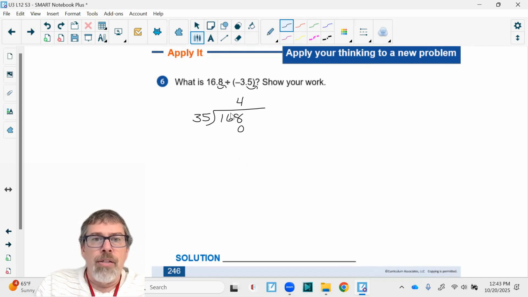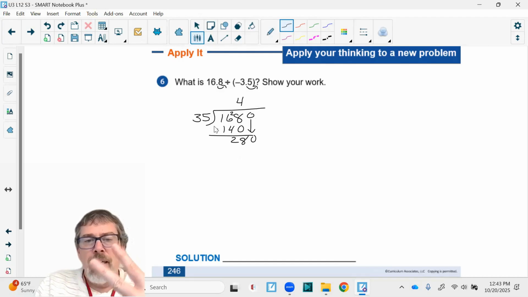5 times 4 is 20. 4 times 3 is 12, plus 2 is 14. Subtract, and I get 28. Bring down a 0. And 35 and 35 is 70, and 70 is 140, and double that, and we're at 280. So that's going to be 0.8.